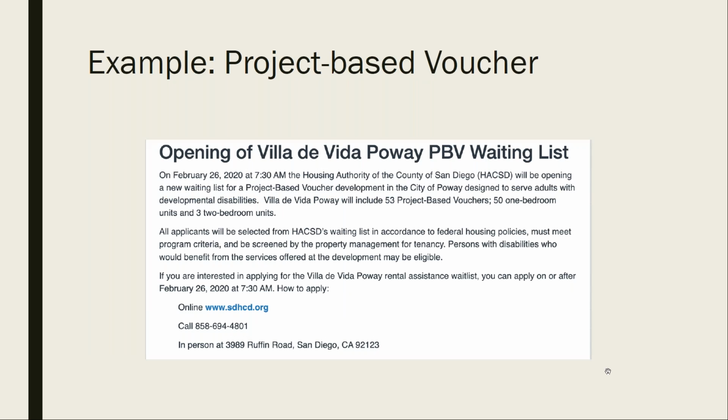And this is our last example. This is a project-based voucher opening. And I picked this one because it is explicitly targeting individuals with disabilities. This is for a single building. There are a bunch of 1-bedroom units and a few 2-bedroom units. And there's mention of on-site services that would be beneficial for individuals with disabilities. At the bottom, we see that there are multiple ways to apply, which I always think is a really great thing. Next slide, please.